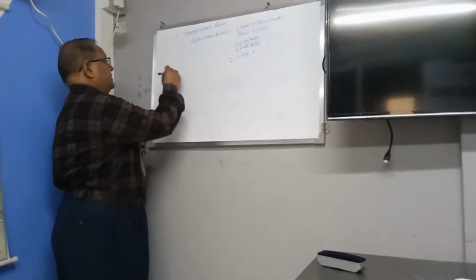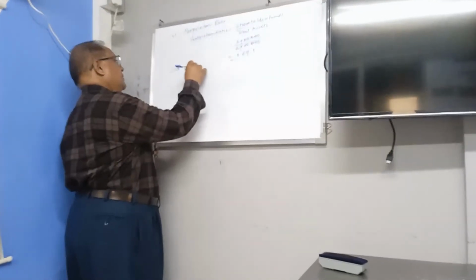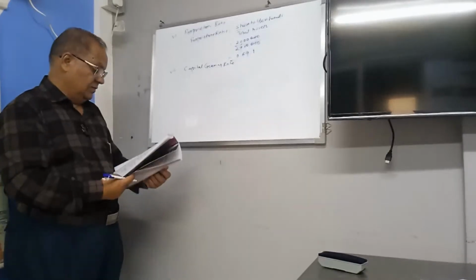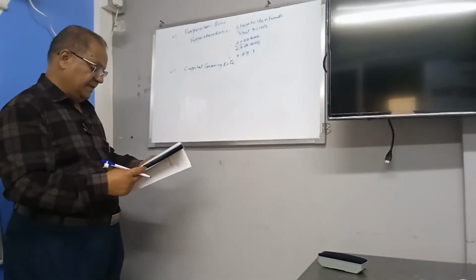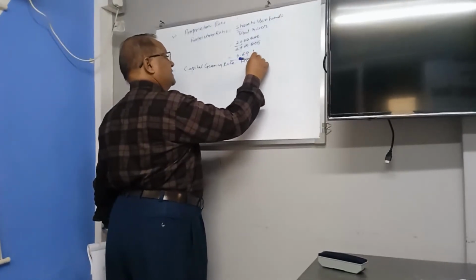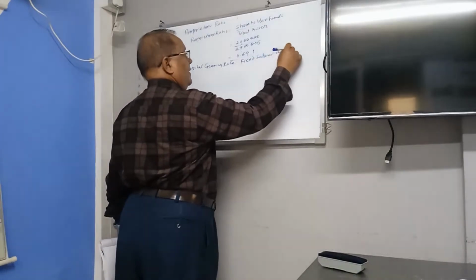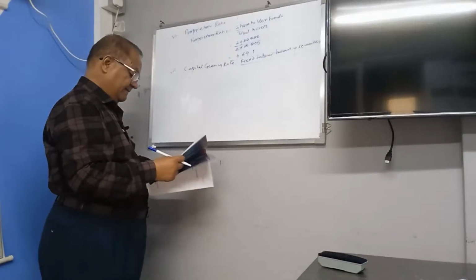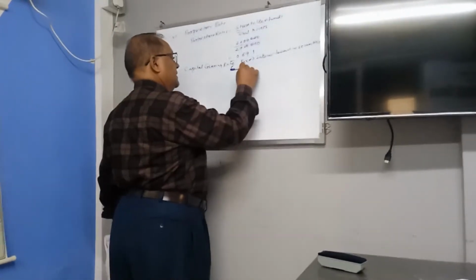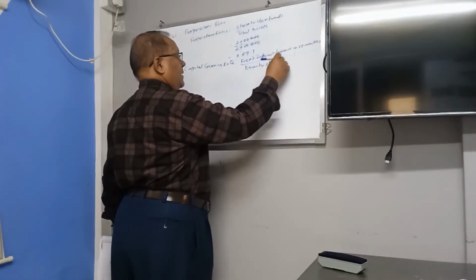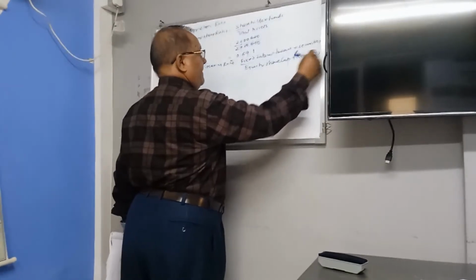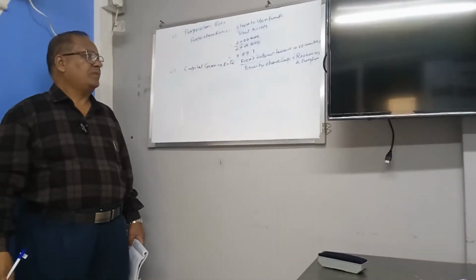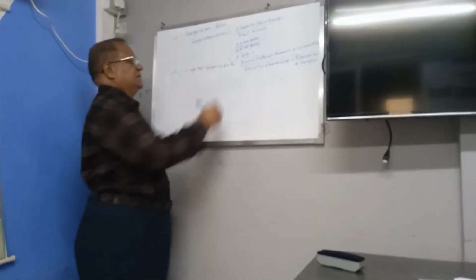The next one is capital gearing ratio, 7th. Capital gearing ratio is equal to fixed interest bearing securities divided by equity share capital plus reserves and surplus.